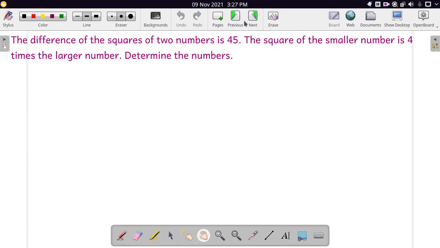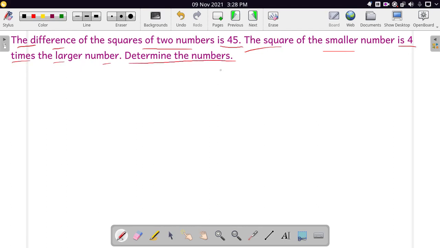Okay, now let us move on to the next question. What does the next question say? The next question says the difference of the squares of two numbers is 45. The square of the smaller number is 4 times the larger number.